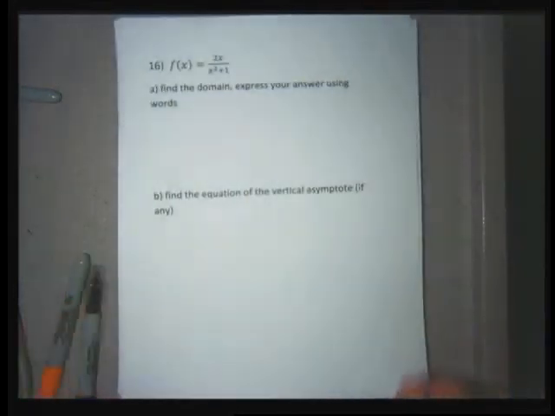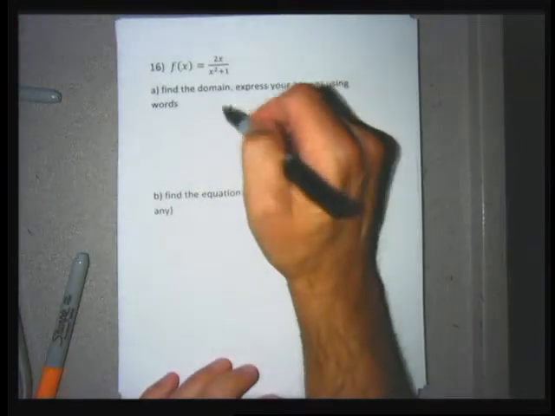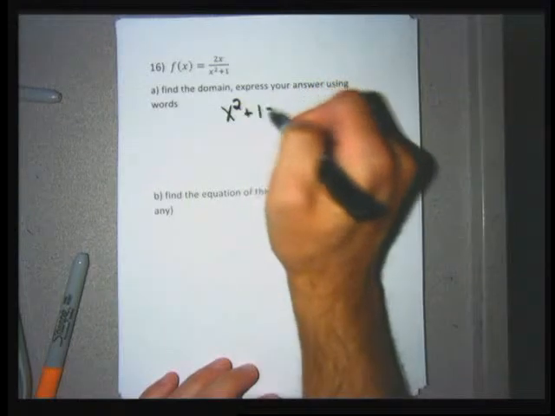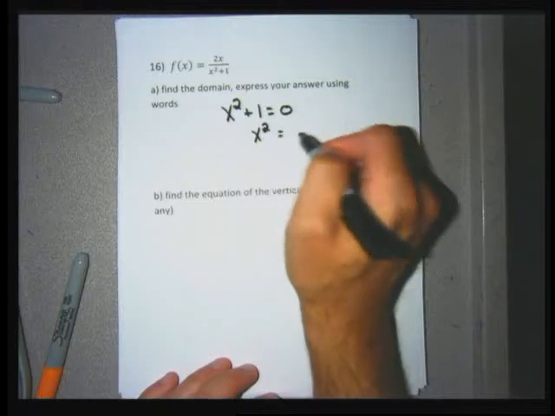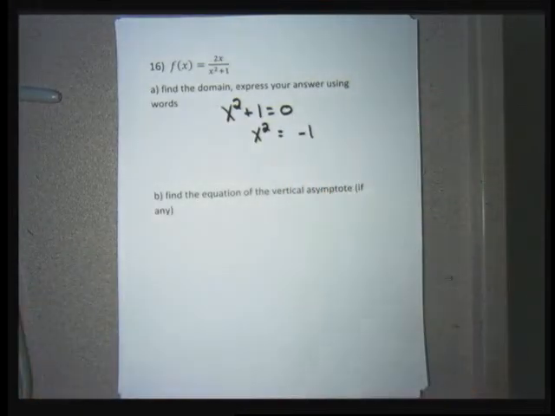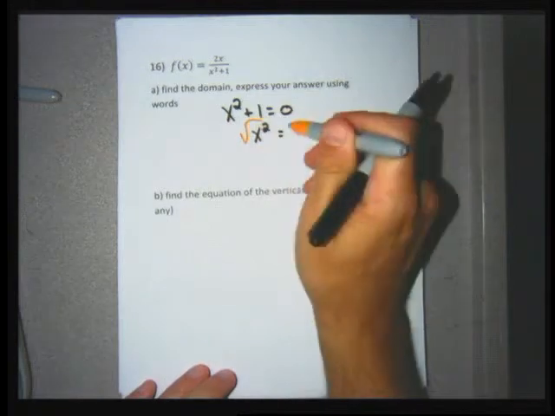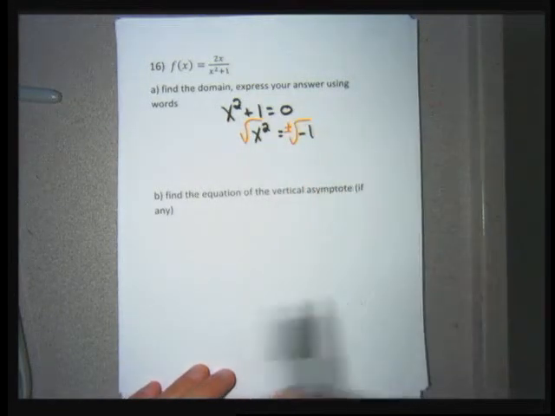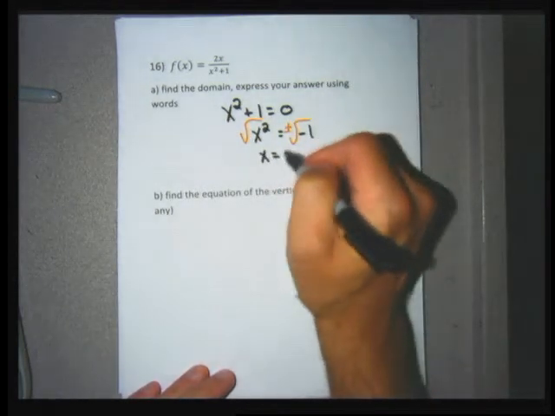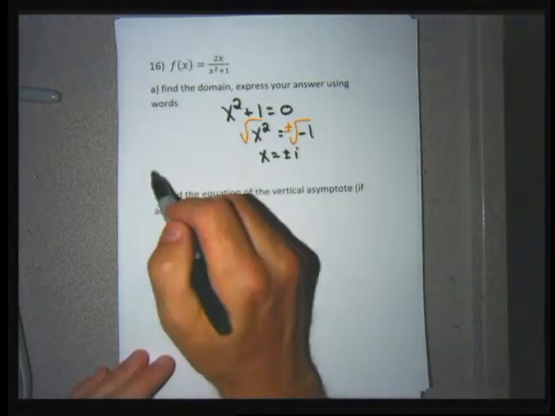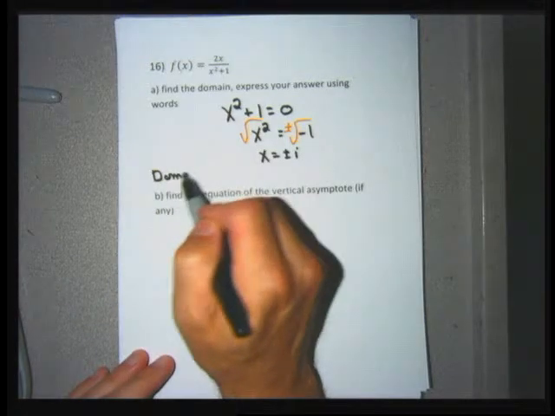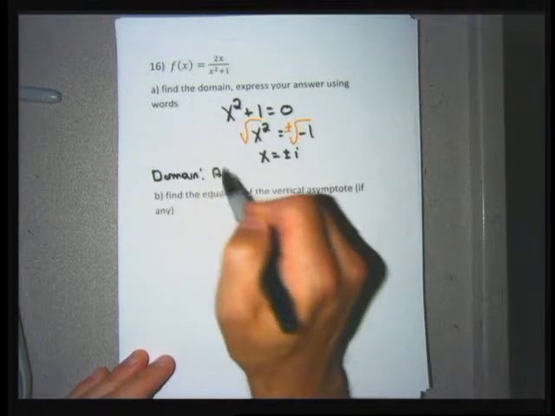The next problem is the same trick. So to find the domain of any fraction, take the denominator, set it equal to 0. Just like the last problem, this is a sum of squares and doesn't factor. So I subtract 1 from both sides, and I go square root plus or minus my square root, and I get x equal plus or minus i. And similarly, like the last problem, I'm going to say the domain is all real numbers.